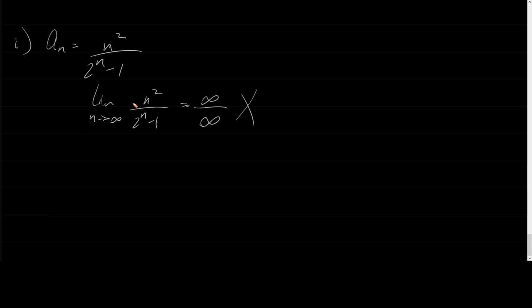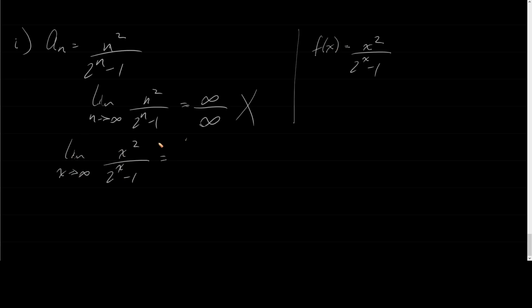the variable x, right? So by that I mean L'Hopital's rule, which is what we're going to want to use here. L'Hopital's rule is only defined for functions. So I have x squared over 2 to the x minus 1. So it's only defined for functions of real variables. So what we want to do here is we want to find that limit. So we're going to say the limit as x goes to infinity of x squared over 2 to the x minus 1. Using L'Hopital's rule, I end up with the limit as x goes to infinity of 2x over 2 to the x times ln of 2.